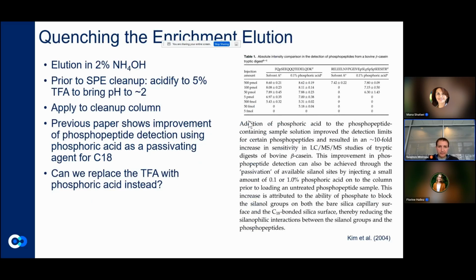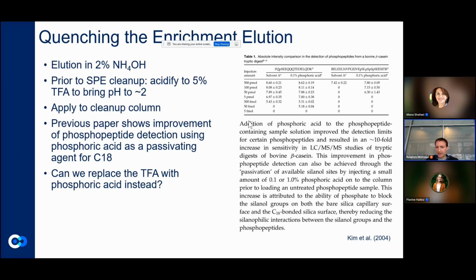And then one final thing that we investigated was during the quenching of the enrichment. So after enrichment, when you elute in a high pH condition, what we generally do is acidify this immediately afterwards with TFA to about 5% in order to bring the pH down to 2, and apply that to the cleanup column. And this was one reason why we were suspecting we were getting these differences, that the Affinisep tips can just withstand this higher acid better than others.